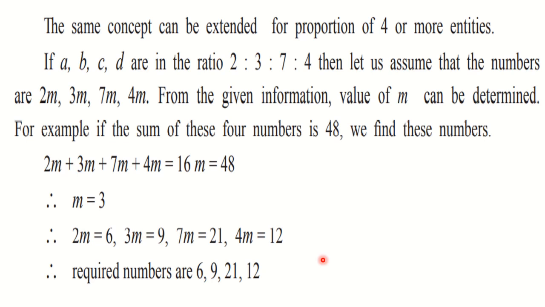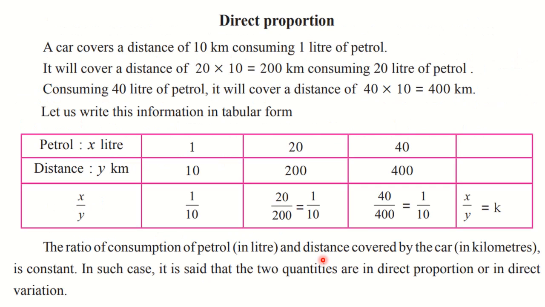I hope you have understood the concept of ratio. What you have to keep in mind is that whenever the ratio is given, you have to think of the common multiple, that the numbers have some common multiple. Generally we take it as k. You can take any alphabet here, you can take m, you can take p, but generally we use k or m.